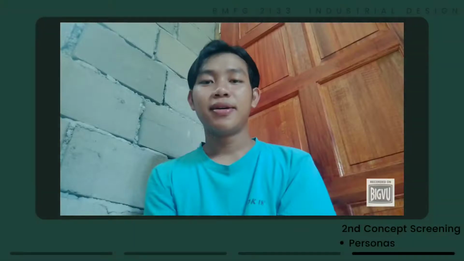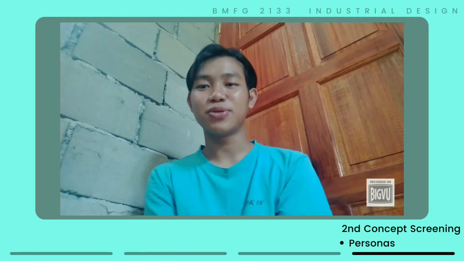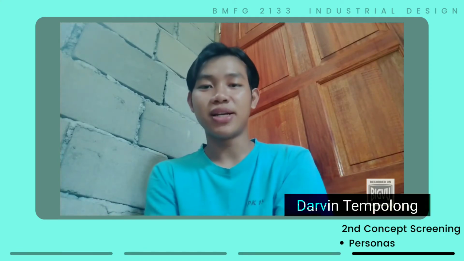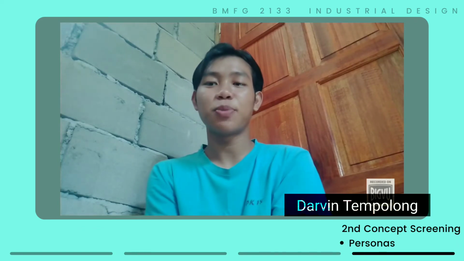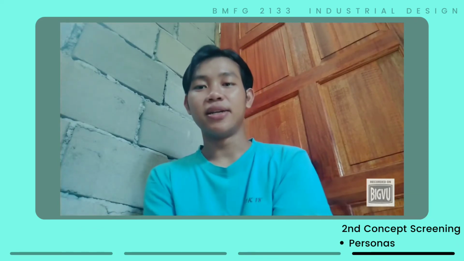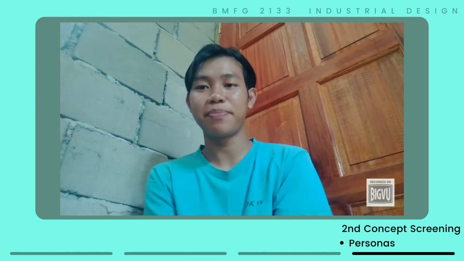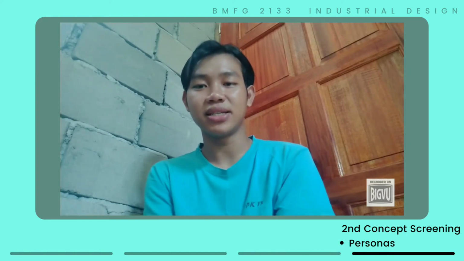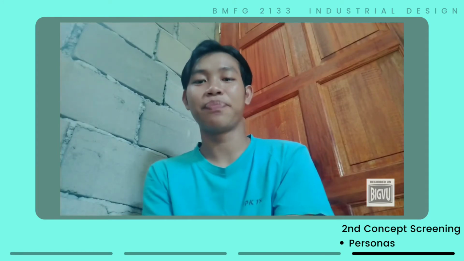For the second screening process to select one final concept, we also developed personas for our product, that is the phone holder for charging. The personas were included as one of the selection criteria because they create a chance to understand our target audience deeply and are fundamental to avoid bias in selecting the final concept.